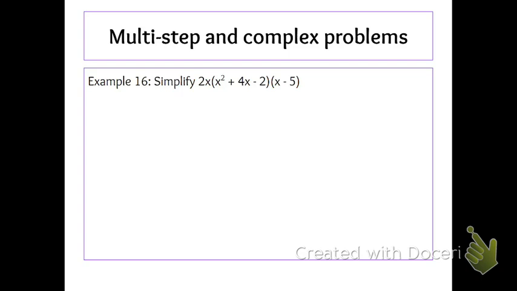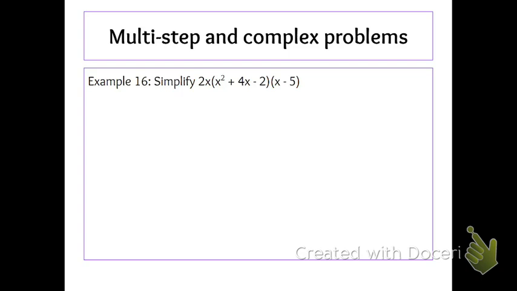Here is our first multi-step problem. Instead of just multiplying two things together, we're multiplying three things, so three factors. If we didn't have this 2x here, this looks a lot like what we've done in the past where we did a binomial times a trinomial. Now we've just got an additional factor. Basically what you want to do here is multiply two factors at a time and see what you come up with.